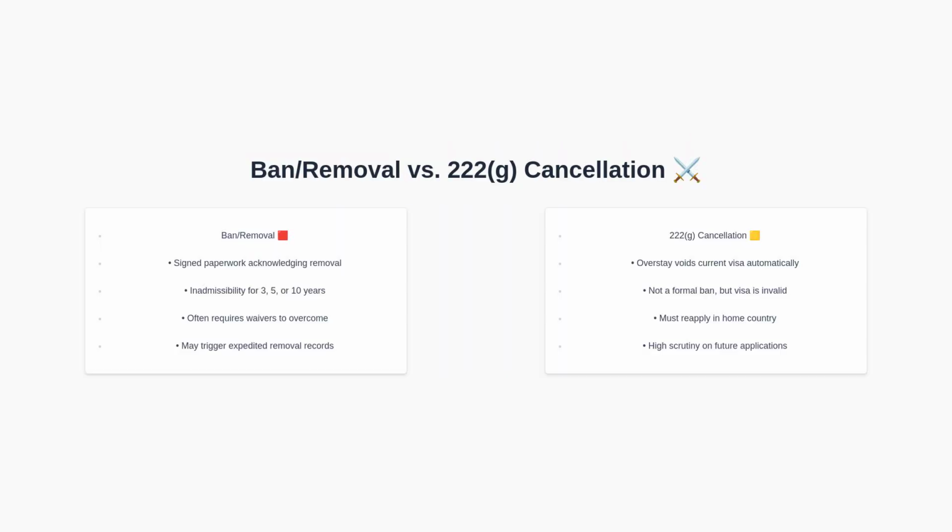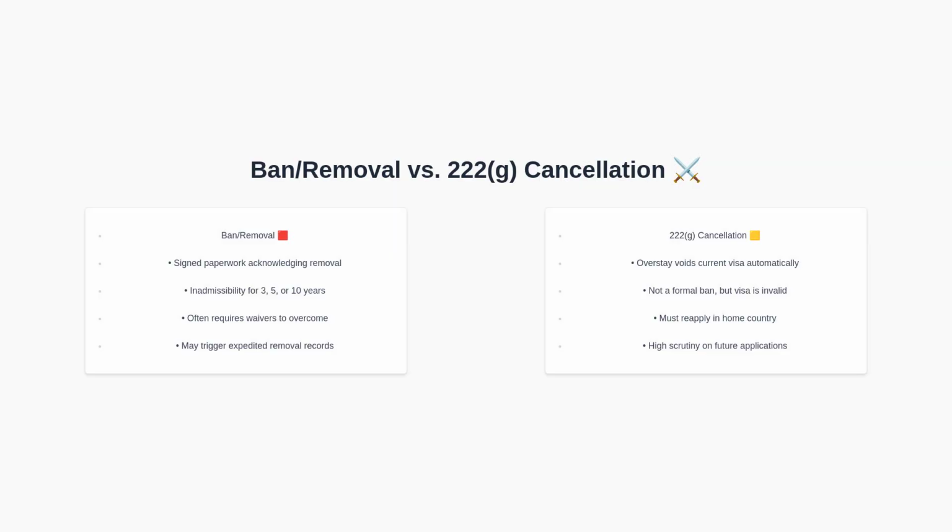On the left, a formal ban or removal is typically documented through signed paperwork and comes with a defined inadmissibility period, such as 3, 5, or 10 years. Overcoming it may require a waiver, and it often creates a heavy procedural and documentary trail that can follow you for years. On the right, Section 222G.